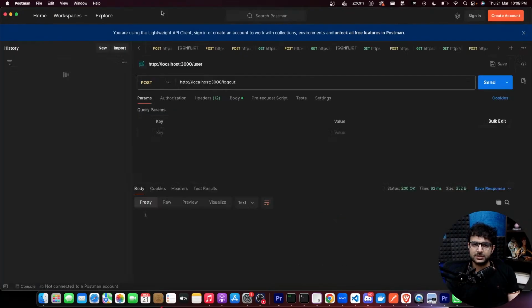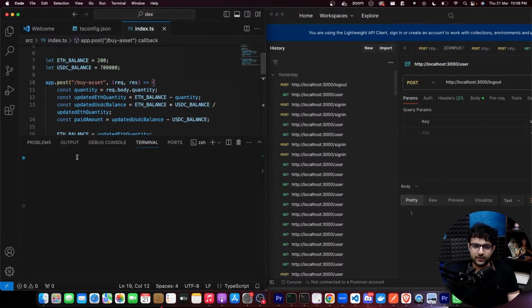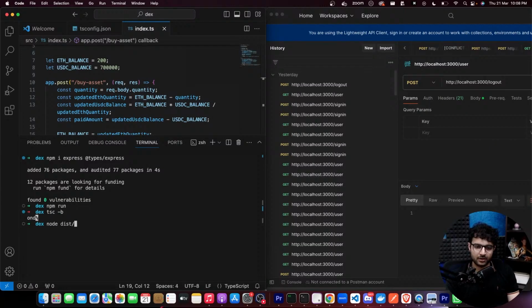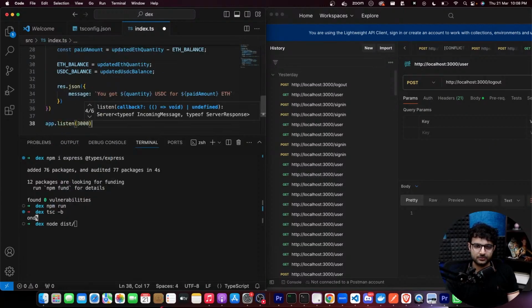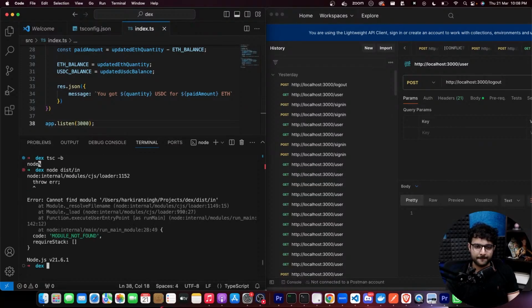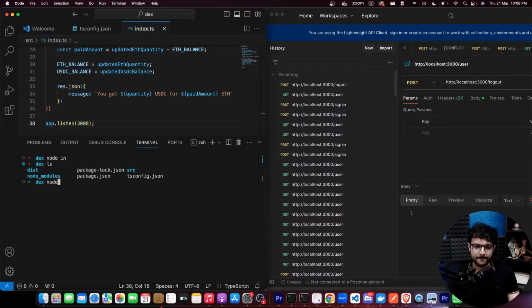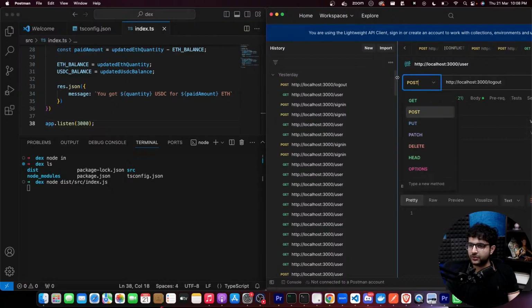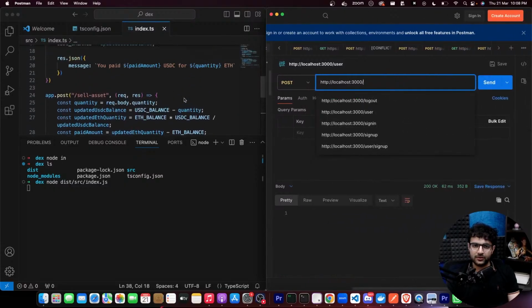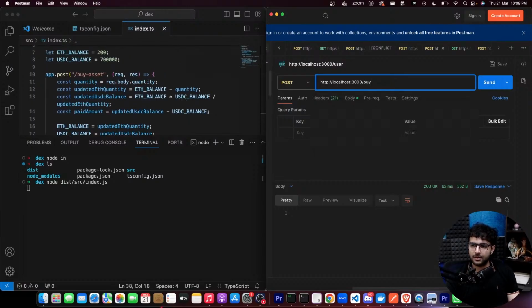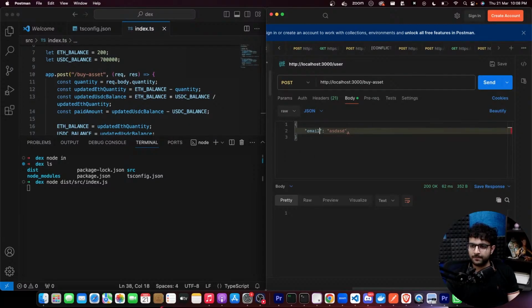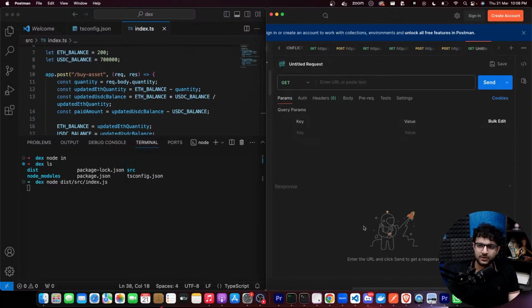Let's just buy. Let's open Postman. Let's try to hit this. Let's start the server. TSC. Oh, there you go. Localhost 3000, let's say I buy Ethereum quantity. If I buy 1 Ethereum for the very first time, it says you paid $3,500 for Ethereum. That sounds good. That's what the price of Ethereum currently is.